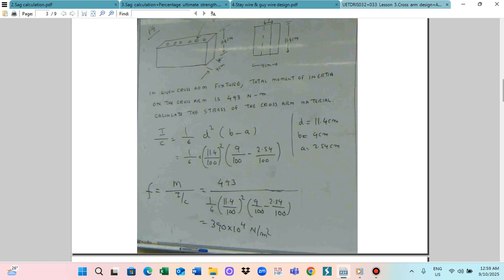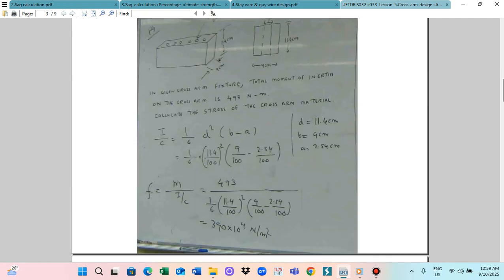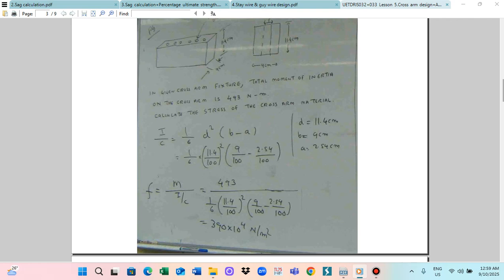M is the total moment on the cross arm. And F is the cross arm material stress. So depending on the cross arm material stress, you need to select the appropriate material for the cross arm. So this is the design formula.